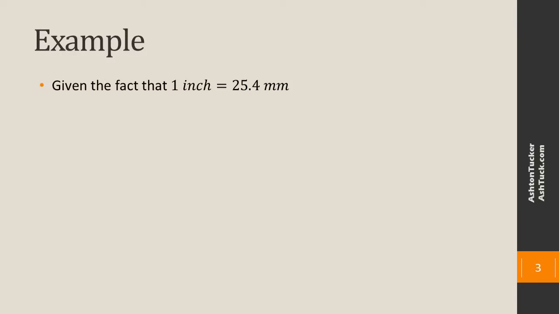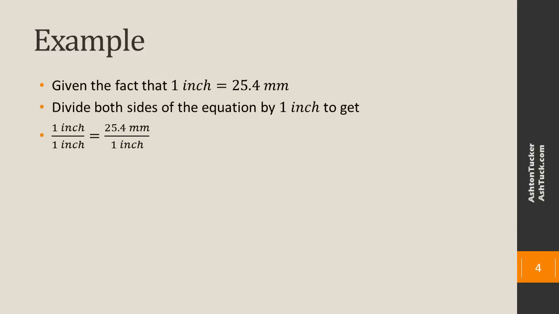Here's an example. We look up some bit of information like 1 inch is exactly 25.4 millimeters. Then we write that in mathematical form: 1 inch equals 25.4 millimeters. Now we divide both sides of the equation by 1 inch. Since we divide both sides of the equation by the same thing, the equation is still true. Things are still equal. Then we remember that any number divided by itself is equal to 1. So 1 is equal to 25.4 millimeters divided by 1 inch. It should be noted that 1 is also equal to 1 inch divided by 25.4 millimeters. That'll come in handy later.